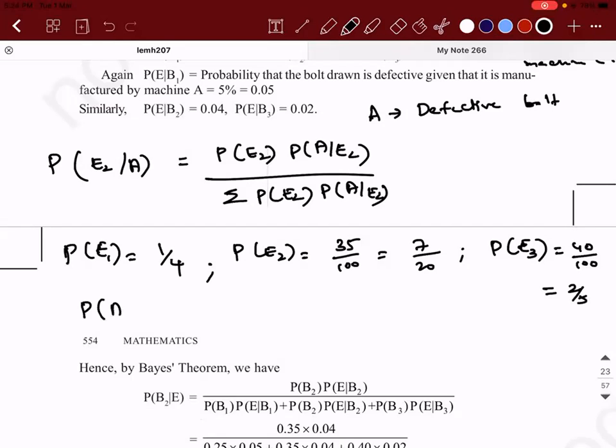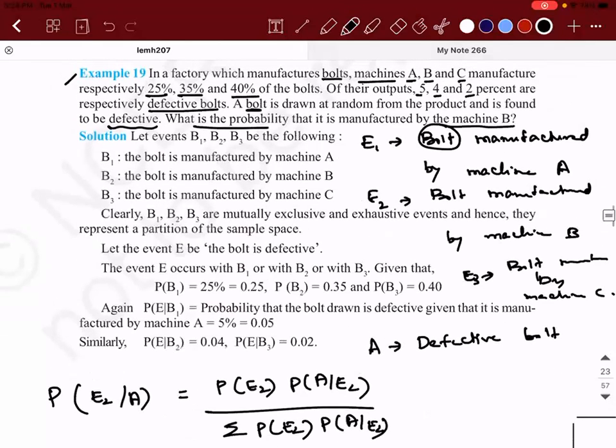What is the probability of A given E1? The meaning of this is, what is the probability of you choosing a defective bolt, known that it has come from machine 1? That is how much?